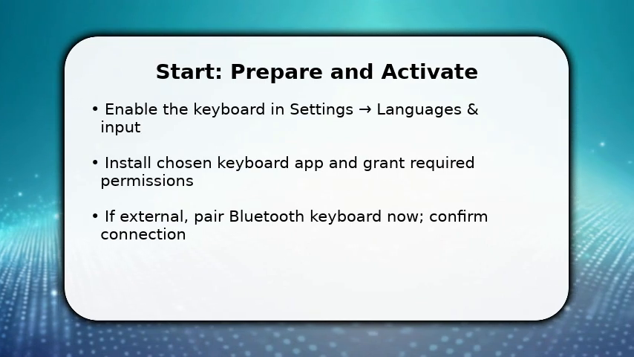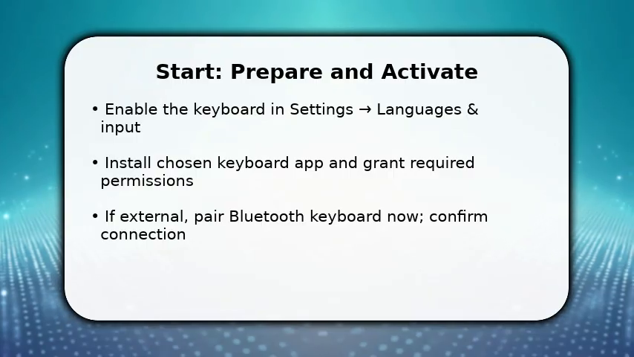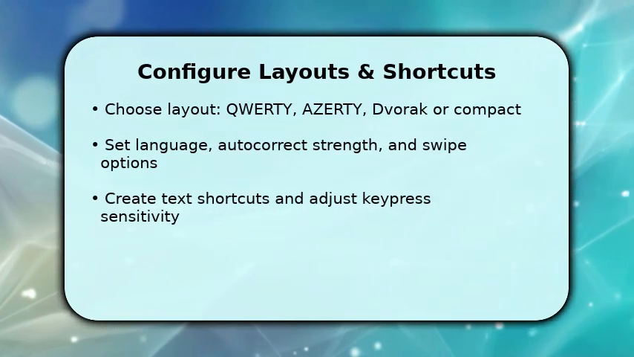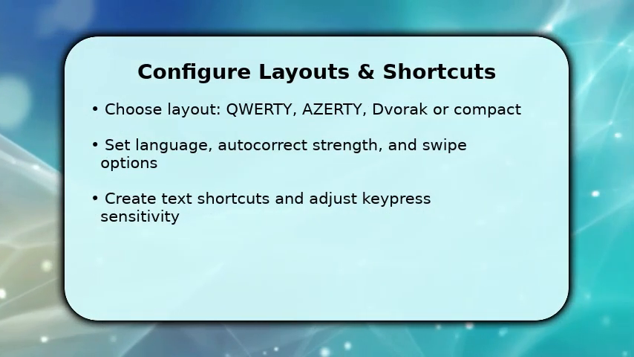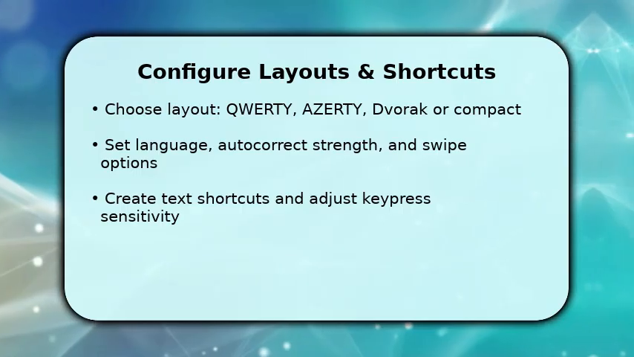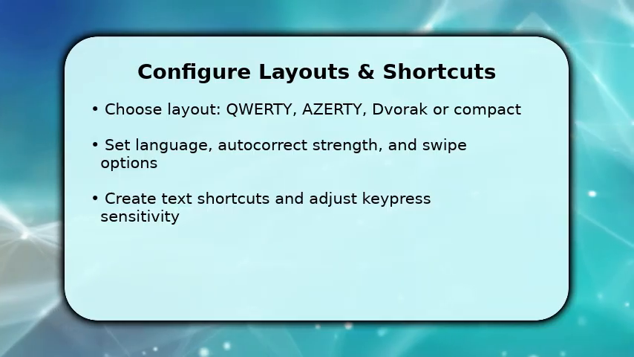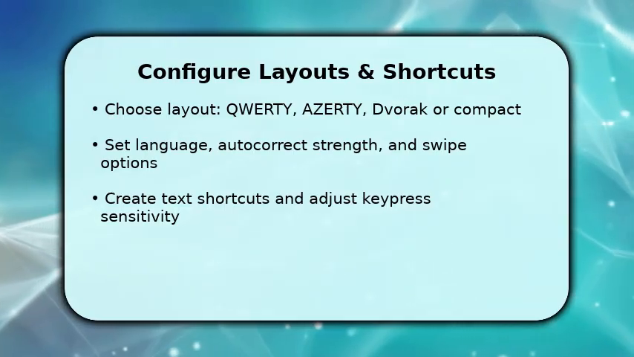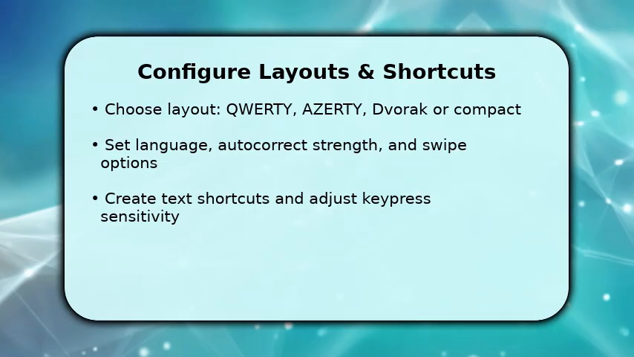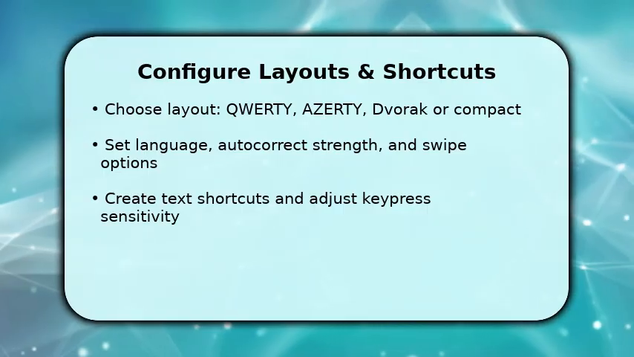Now customize how you type so every press is efficient. Select the layout that matches your muscle memory, add extra languages, and tune autocorrect strength so it fixes mistakes without mangling proper nouns. Enable swipe or gesture typing if you prefer fluid input. Adjust key press sensitivity and long press characters so you can reach symbols quickly. Create text replacements for frequent phrases and assign modifier behavior for external keyboard.